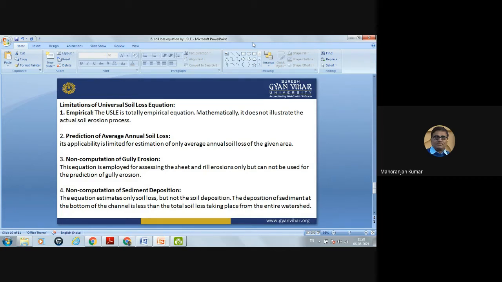The other limitation is non-computation of sediment deposition. The equation estimates only soil loss but not the soil deposition, so it can't compute the soil deposition. The deposition of sediment at the bottom of the channel is less than the total soil loss taking place from the entire watershed.